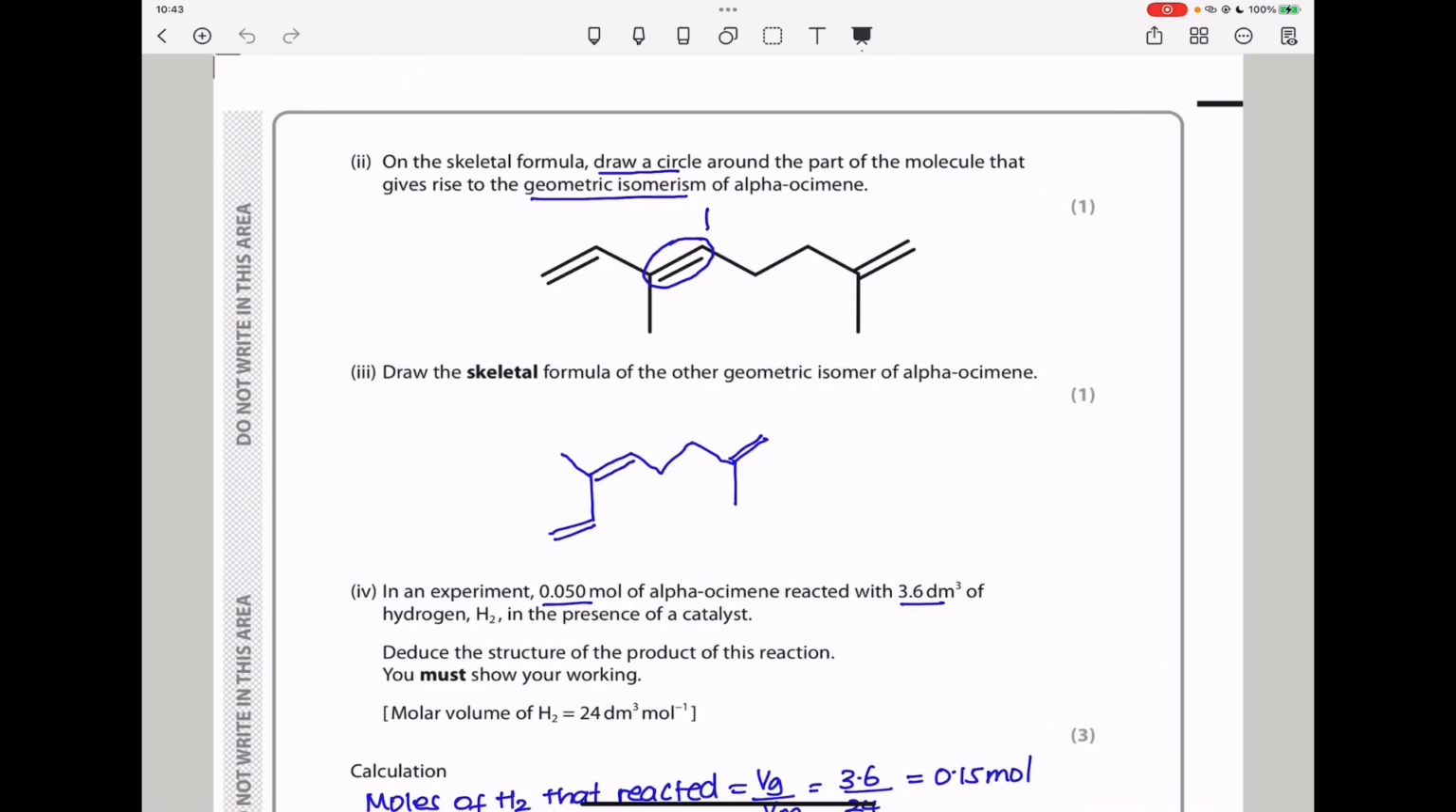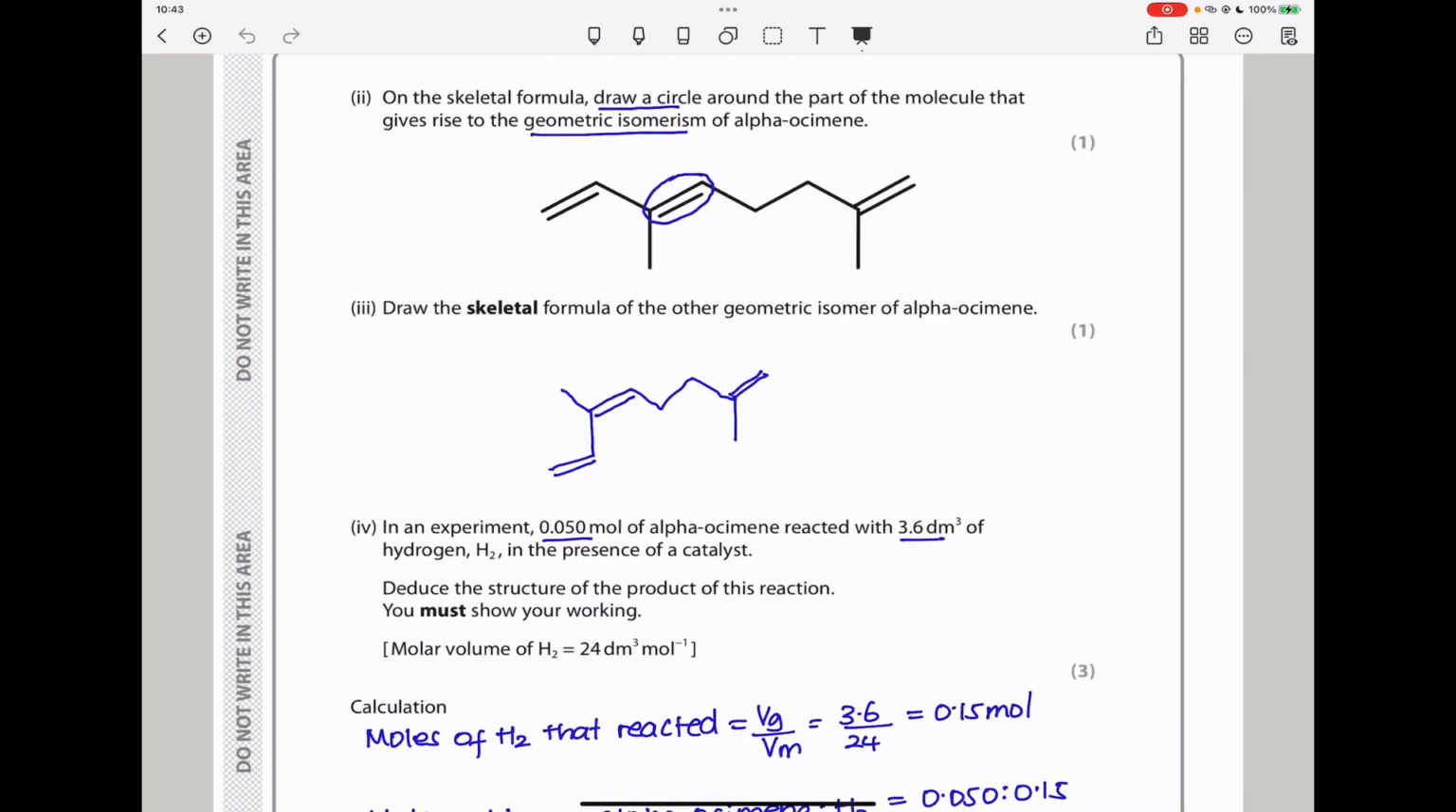Moving on. Here they say, on the skeletal formula, draw a circle around the part of the molecule that gives rise to geometric isomerism of alpha-ocimene. If you look at this carbon here, there are 2 hydrogens here, so that is not a geometric isomer. There is no priority group. The same applies to this. However, here we have a higher priority here and a higher priority here while the hydrogen is there. So we can see this is going to be the carbon-carbon double bond that gives that structure geometric isomerism.